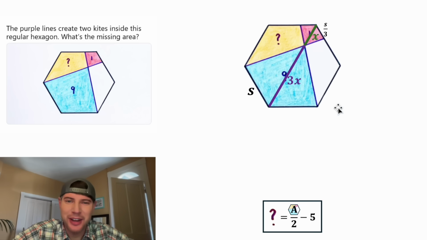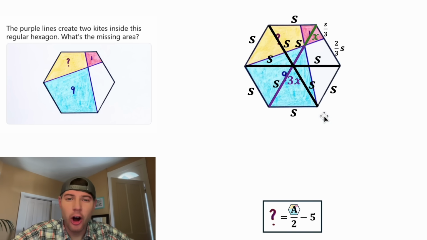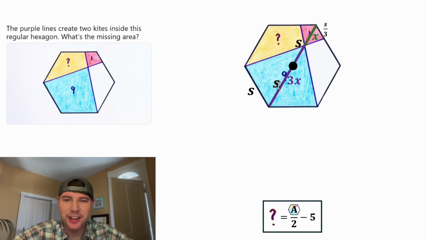Next, there's a really cool fact about regular hexagons. If we bring in all of these diagonals, this is made up of 6 equilateral triangles. So if this side of this equilateral triangle is equal to S, all of these sides will be equal to S. Let's mark this intersection point and clean things up a little bit so we can focus on this diagonal.